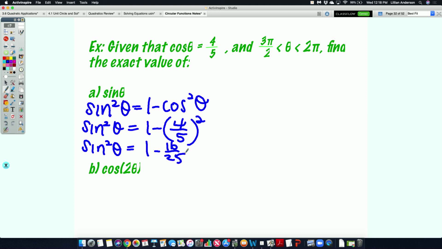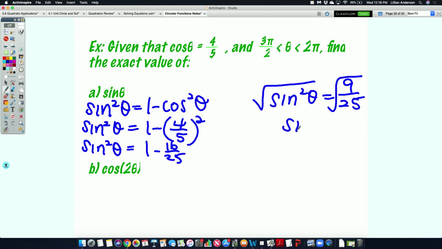9 over 25. So sine squared theta equals 9 over 25. What do I do here? Take the square root. Making sure I don't forget that when I take the square root in the equation, it's going to be plus or minus. What's the square root of 9? The square root of 25?